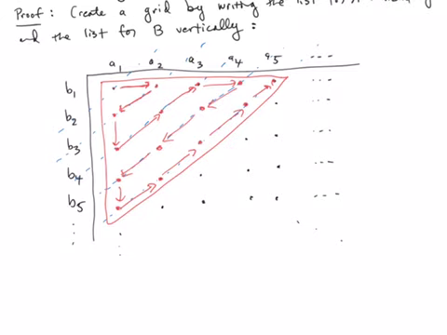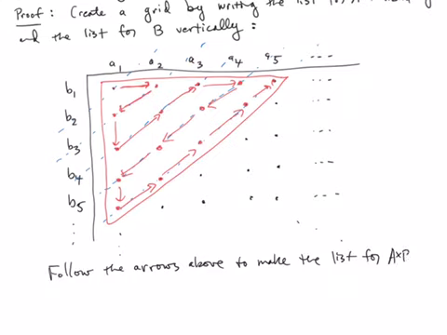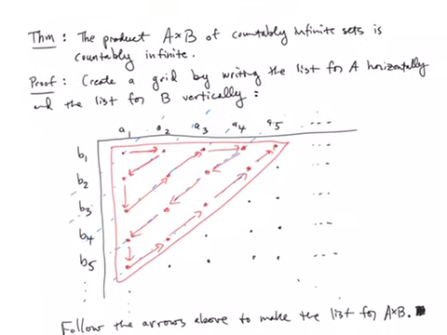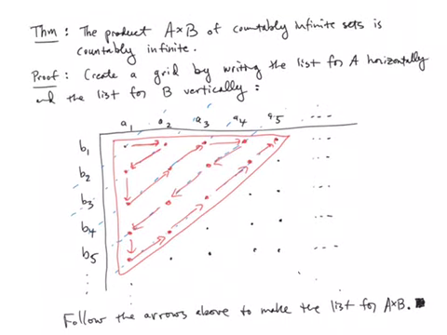So follow the arrows above to make the list for A cross B. Okay, so that's the proof that A times B is countably infinite if A and B are countably infinite.